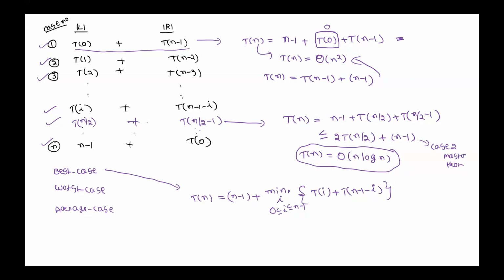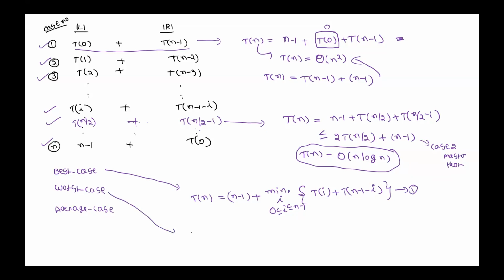Now, is it clear why I have written minimum over I? Best case means where the total number of comparisons is less. We don't know which of the n possibilities is less, so we find the answer for all cases. Wherever it comes out minimum, that is our best case. Is this clear?